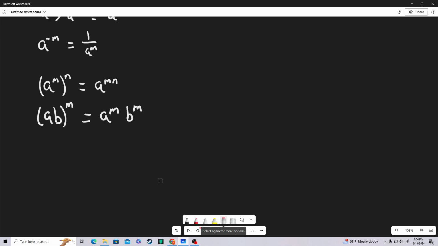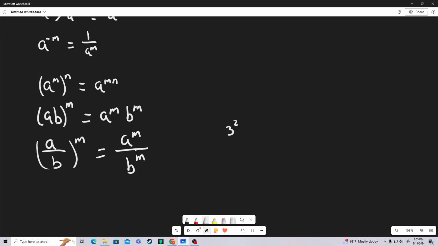So now our final rule for exponents is A over B to the M equals A to the M over B to the M. And that once again makes sense. Let's go 3 squared over 2 squared. This is the same exponent, remember? Well, that's the same as saying 3 times 3 over 2 times 2 equals 9 over 4. Okay, cool.